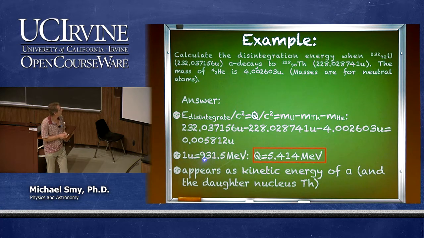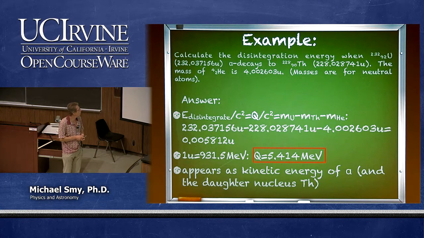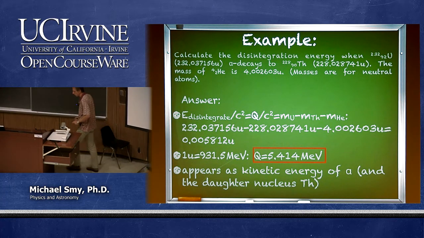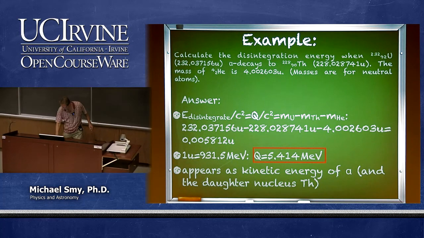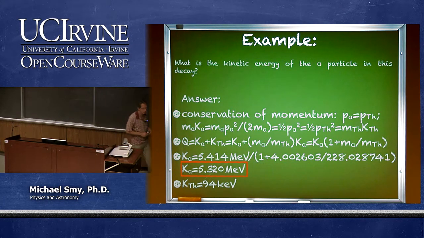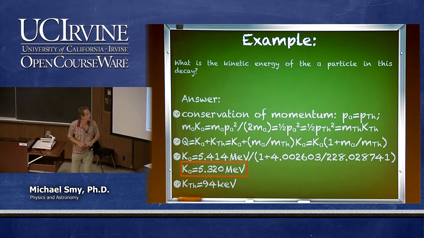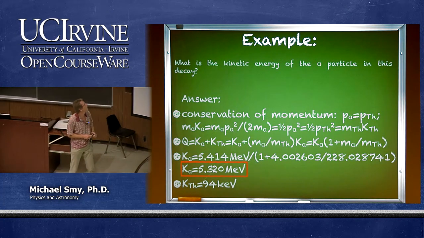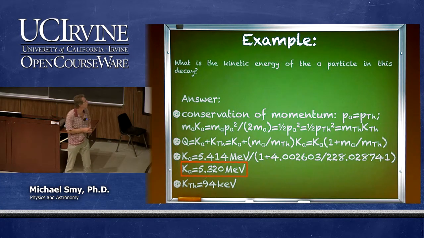So what we have here is 5.414 MeV of Q, and this Q appears as the kinetic energy of the alpha particle as well as the daughter nucleus, which is the thorium-228. However, the share of the energy is not even. So we can actually calculate what is the kinetic energy of the alpha and what is the kinetic energy of the daughter nucleus, the thorium.